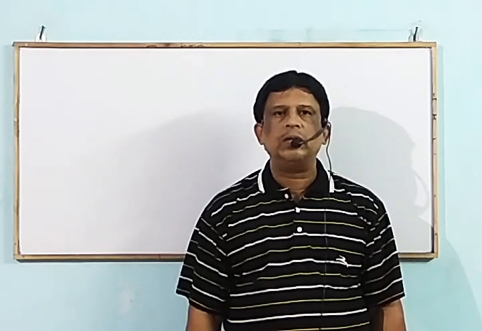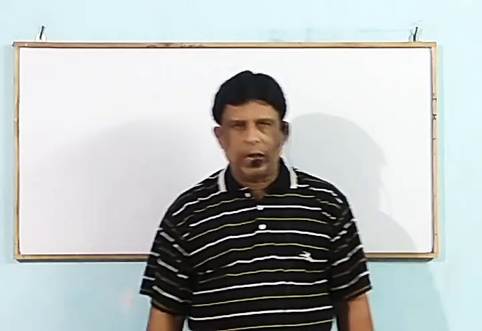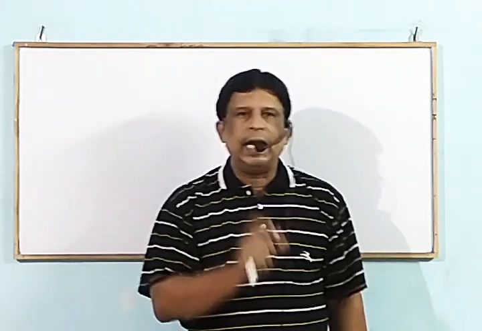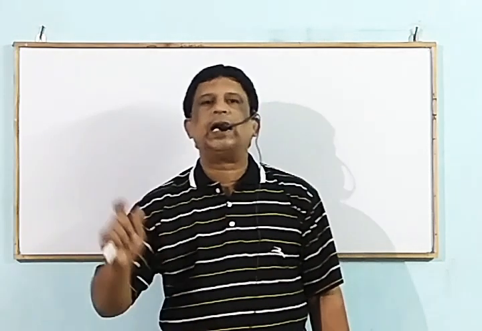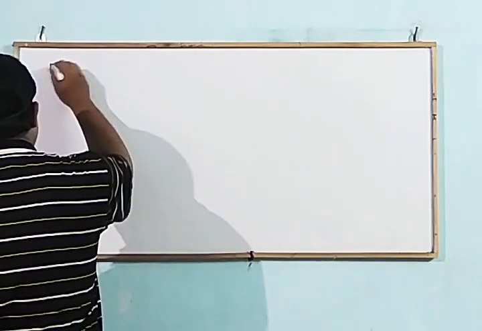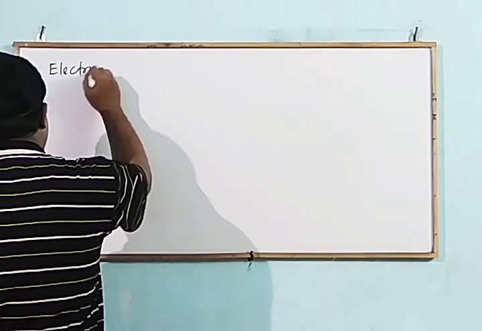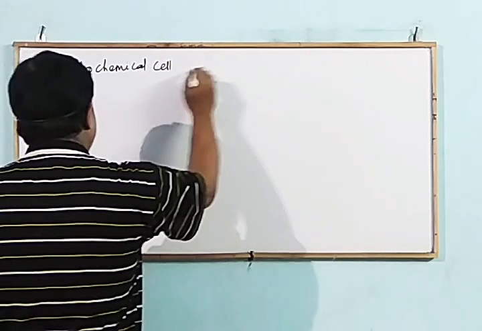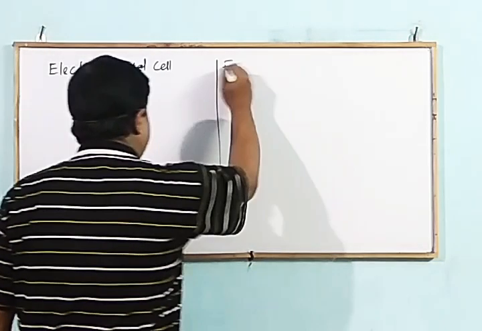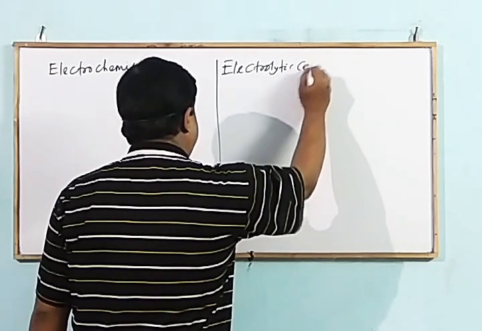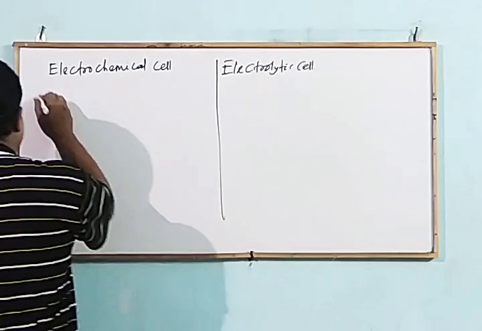So today now move to the class 5 subject. That is point 1, the difference between electrochemical cell and electrolytic cell. Mark that. Left side, electrochemical cell, right side, electrolytic cell. Mark that. Point 1.